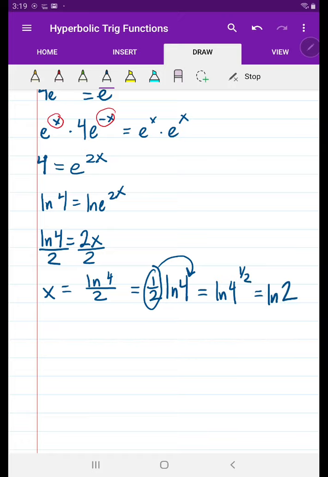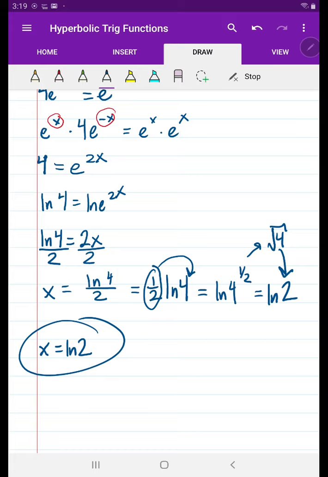4 to the 1/2 is the same thing as the square root of 4, which is 2, so then x is just the natural log of 2. And so that is your answer for 26.